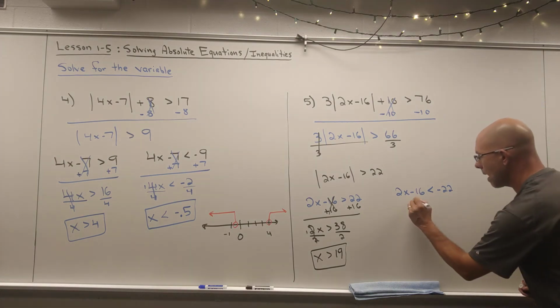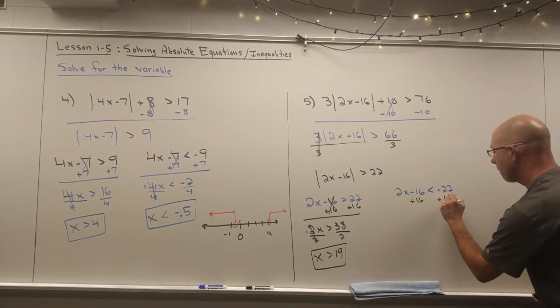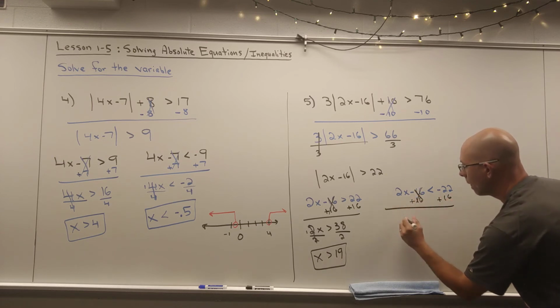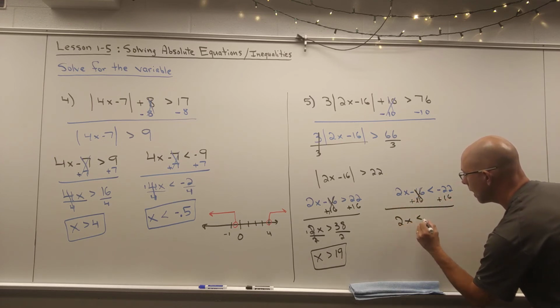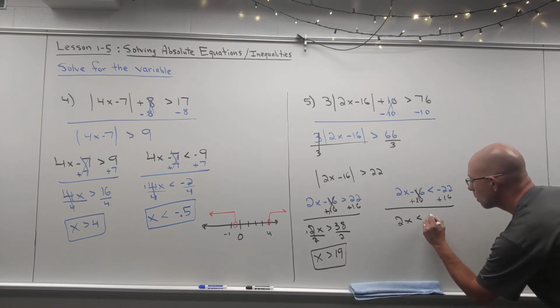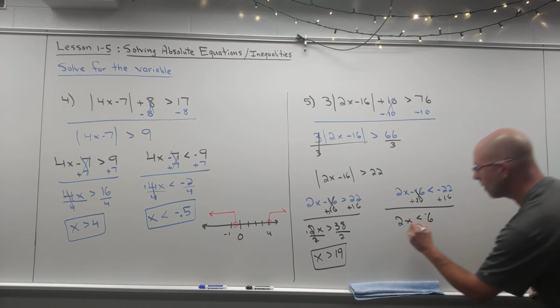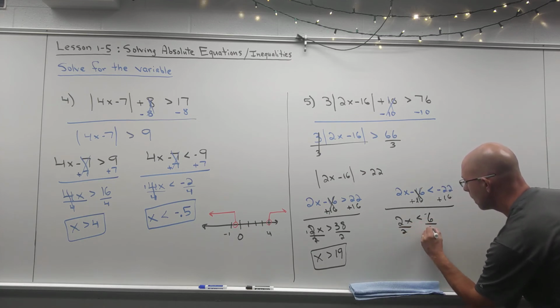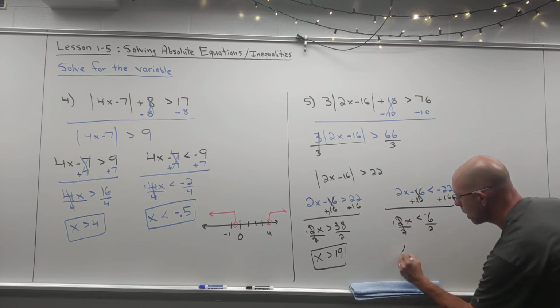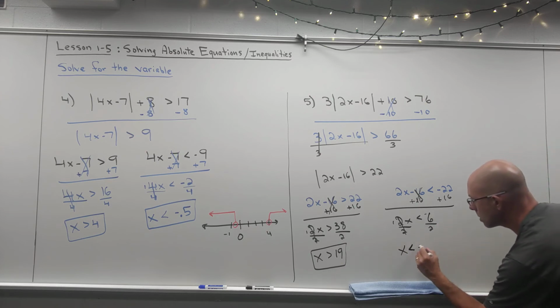Same two steps here, add 16. 2x less than negative 22 plus 16. What are we looking at there? Negative 6. Divide both sides by 2. 2 divided by 2 is 1. X is less than negative 6 divided by 2, which is negative 3.